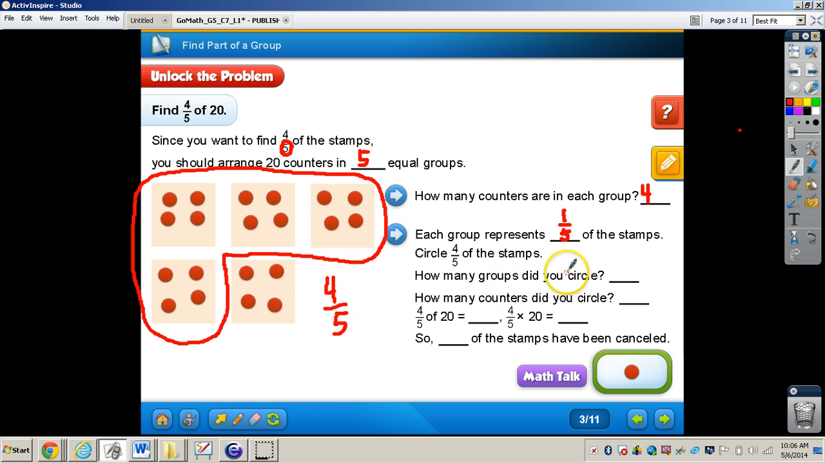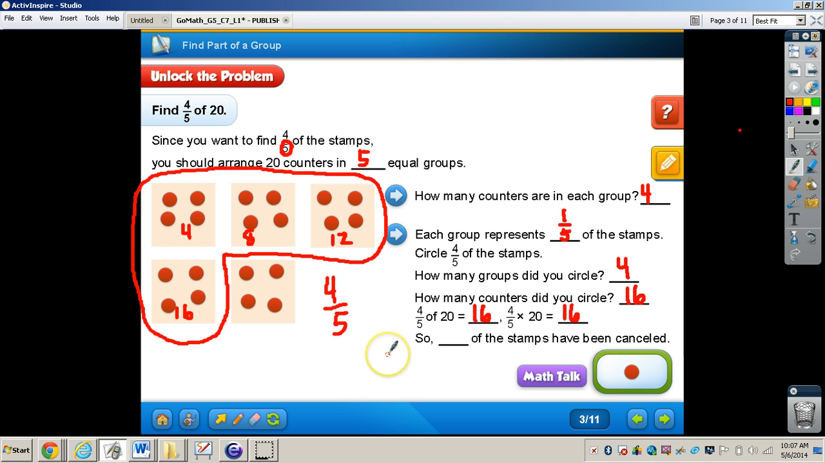Okay, now how many total groups did we circle? We circled 4. Now, of those groups, how many counters did we circle? Okay, there's 4 per group, so we have 4, 8, 12, 16. So you can see that we circled 16 total counters. Okay, so we have 4/5 of 20. Now we can see with our own eyes, very concrete, we can see that 4/5 of 20 does equal 16. Okay, now also 4/5 times 20 does equal 16 as well.